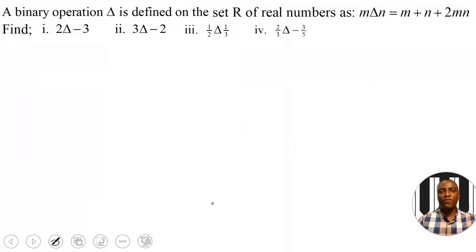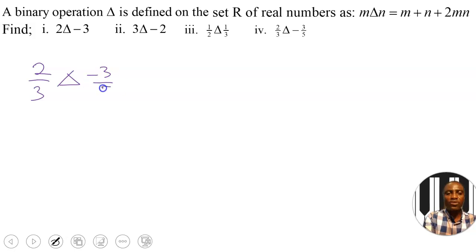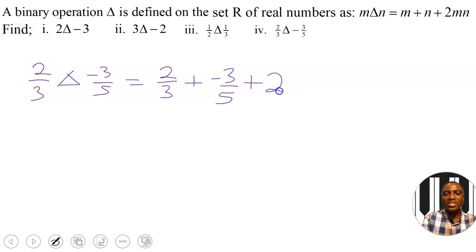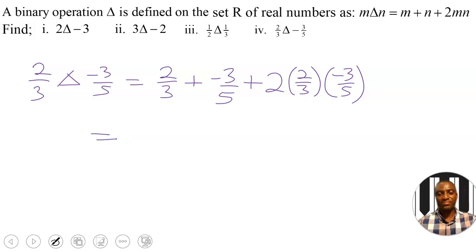Okay. So question 4 from here, that one says 2 over 3 operation negative 3 on 5. And by definition, it will be the first one, 2 on 3, plus the second one, which is the n, and that will be negative 3 on 5, plus 2 times the first, 2 on 3, times the second, which is 3 on 5. Now this becomes arithmetic. And if you know your arithmetic, you can easily do this.